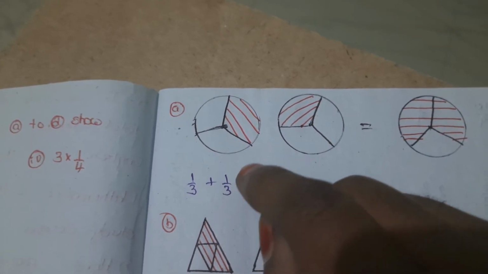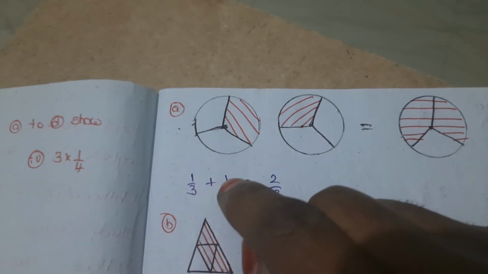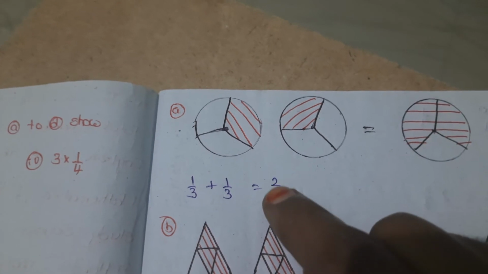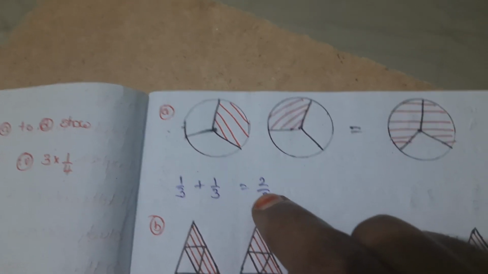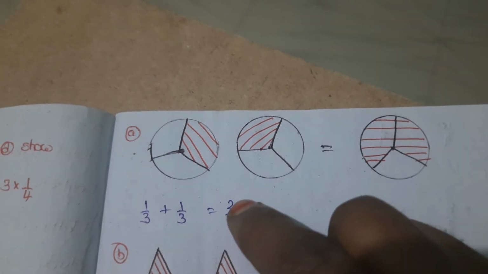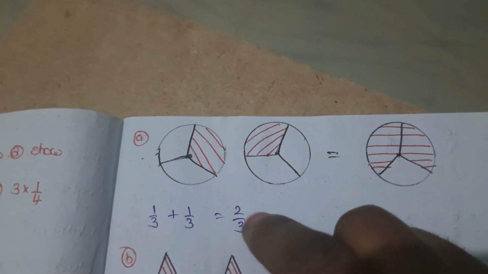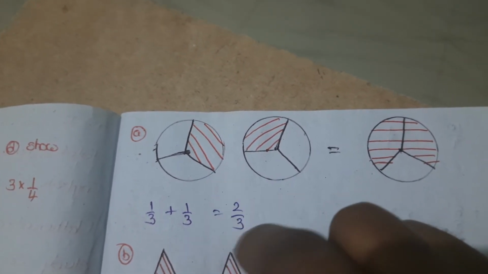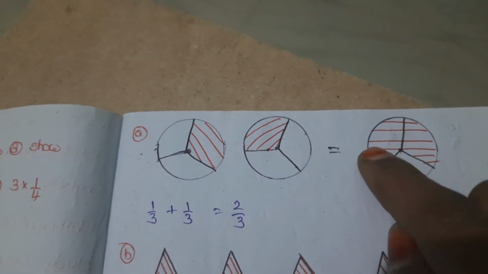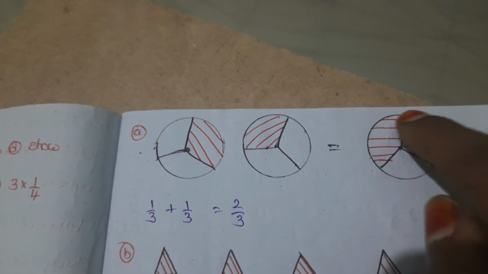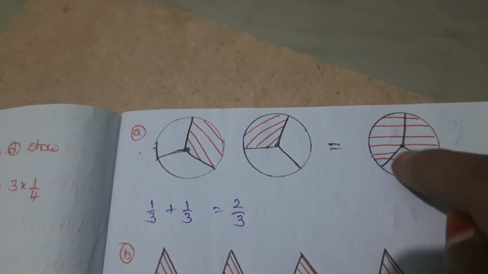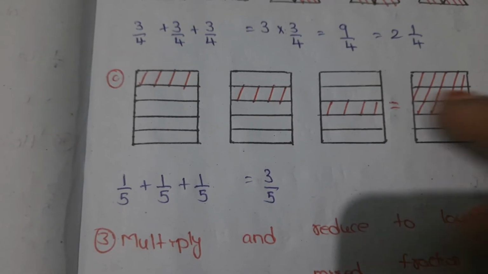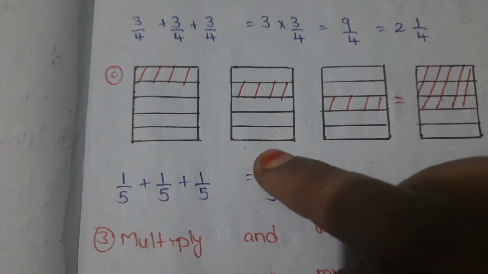Here these two are the same, so we take 1 by 3 as common. Next, 1 plus 1 into 1 by 3 is 2 by 3. Now, how is 2 by 3 represented diagrammatically? We have to take an object, divide it into 3 parts, and shade 2 portions. This is the representation of 2 by 3. Here they drew a circle, divided it into 3 equal parts and shaded 2 parts out of 3. In a similar way, you can solve the remaining problems in the second question.